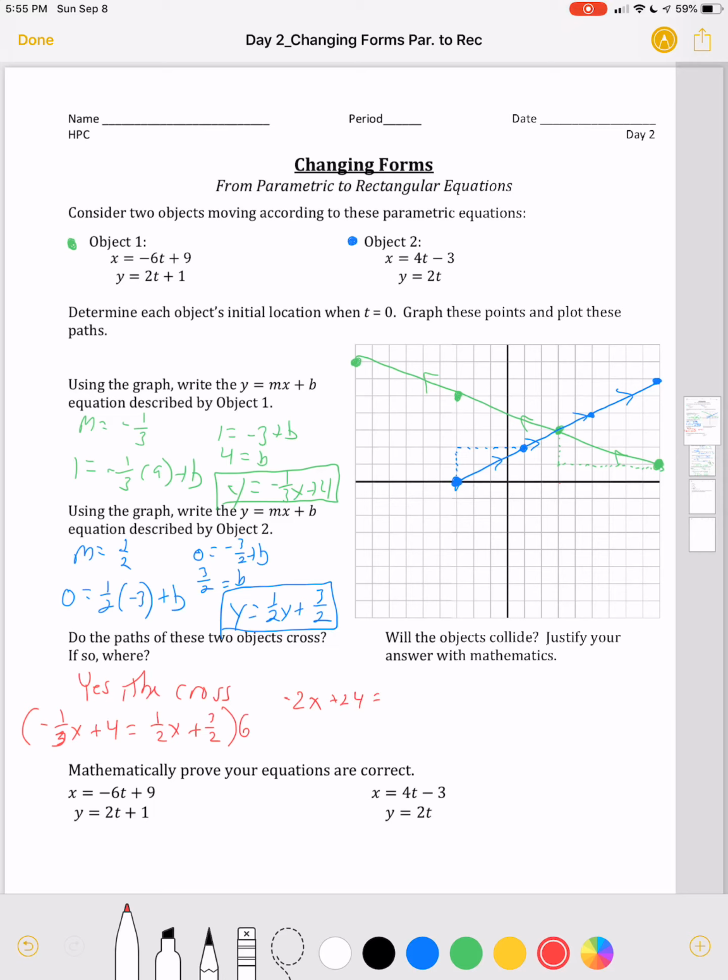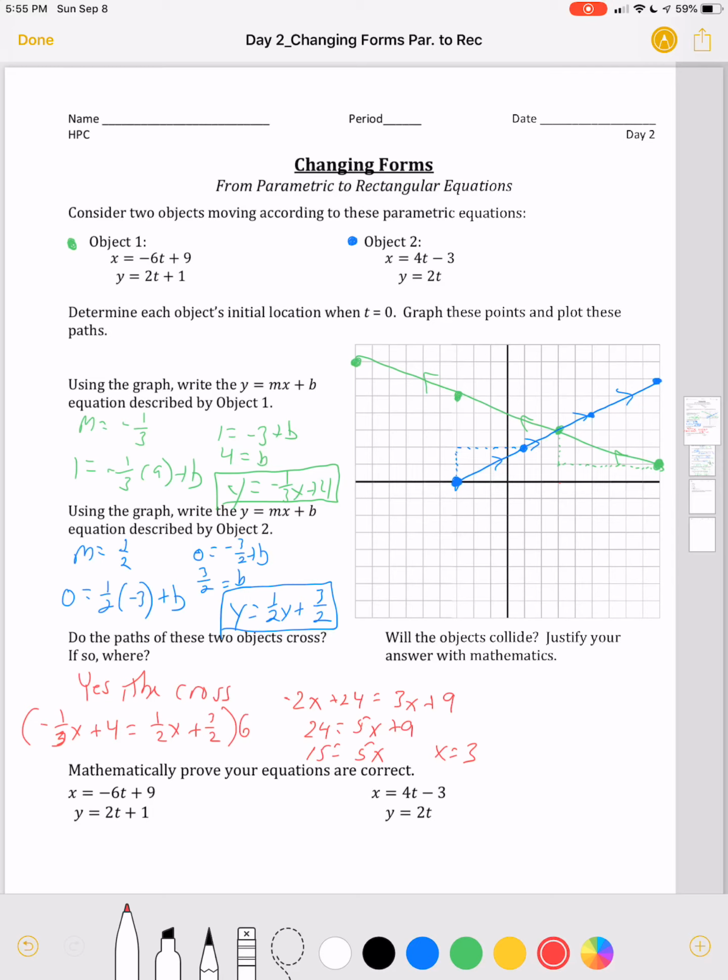1/2 x times 6, half of 6 is 3, so that's 3x. And then 3/2 times 6 is 3 times 6, which is 18, divided by 2 is 9. This is going to be a little bit easier to solve, I believe. Adding 2x to both sides is going to give us 24 equals 5x plus 9. And then subtracting 9 on both sides will give you 15 equals 5x. So x equals 3. This is pretty much what we thought.